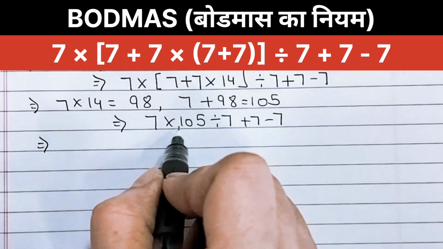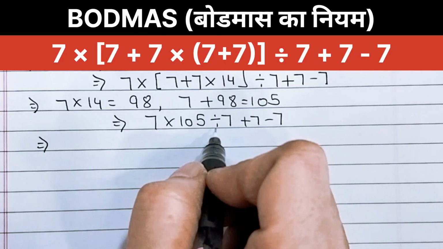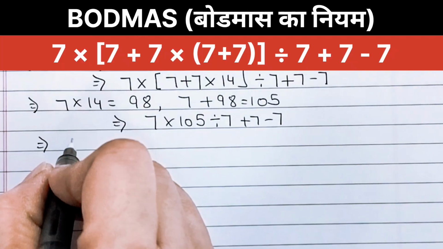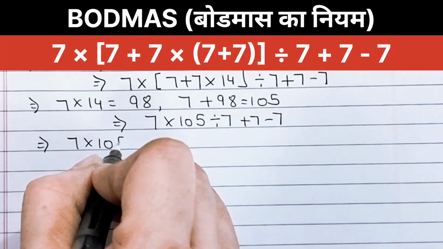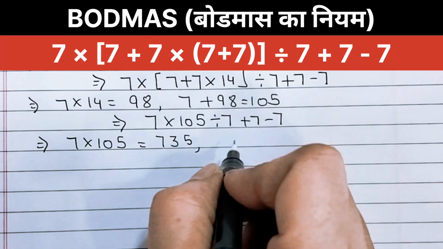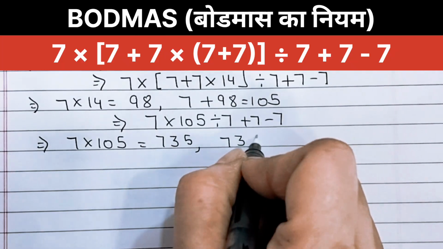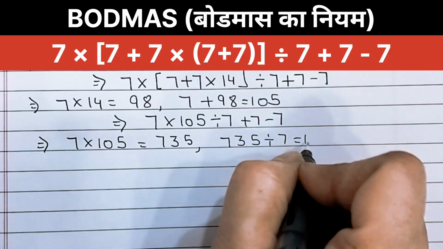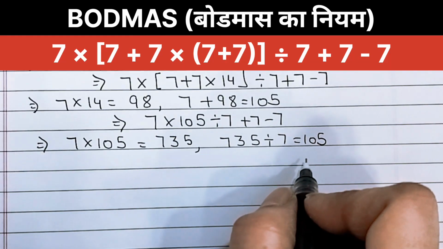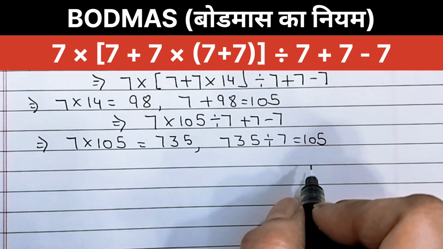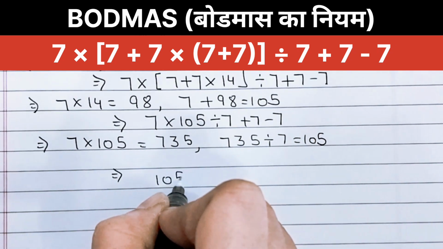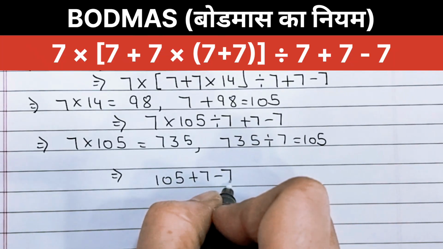Step 3: division and multiplication, left to right. Division and multiplication have equal priority, so we solve them from left to right. First we multiply 7 into 105, which is equal to 735. Now we divide 735 by 7, which equals 105. Following the left to right convention ensures the value remains consistent throughout the calculation. So now the current expression becomes 105 plus 7 minus 7.